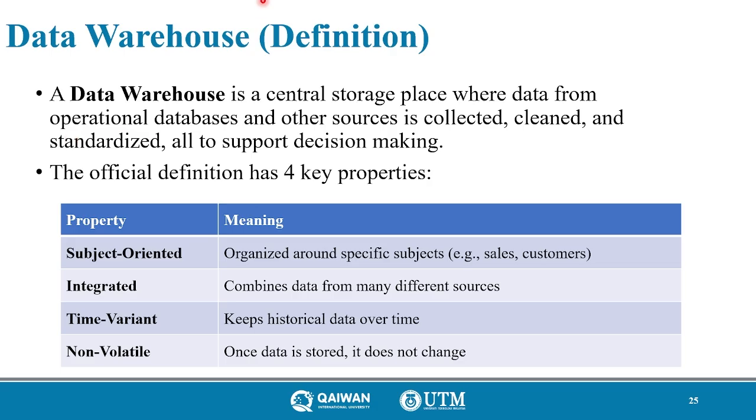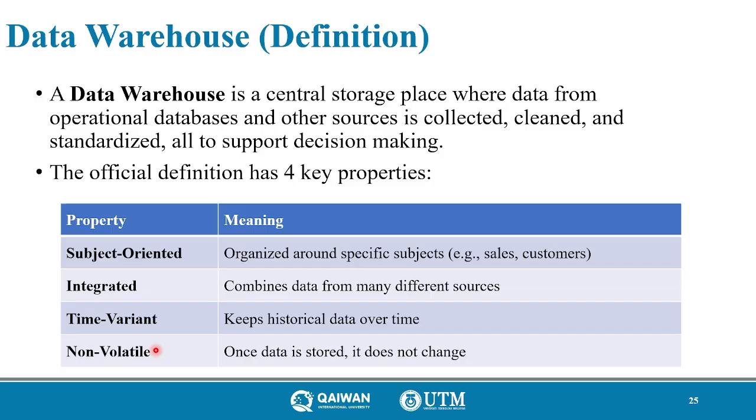Now, what is a data warehouse? A data warehouse is a central storage place where data from operational databases and other sources is collected, cleaned, and standardized, all to support decision making. Now, the official definition has four key properties: subject oriented, integrated, time variant, and non volatile.